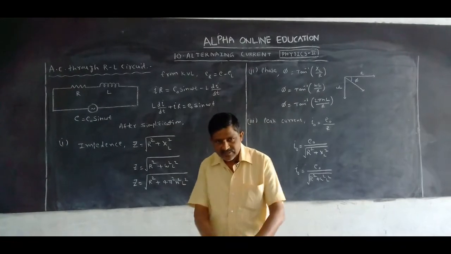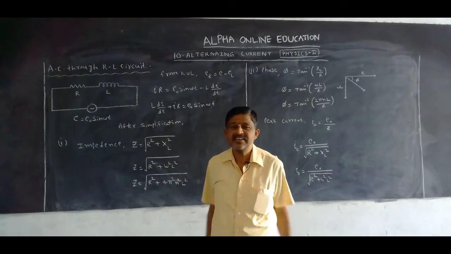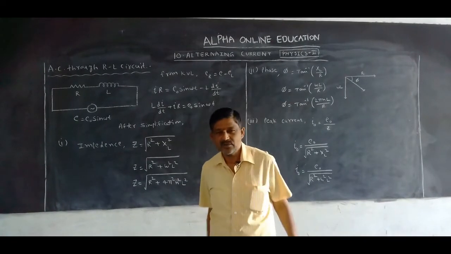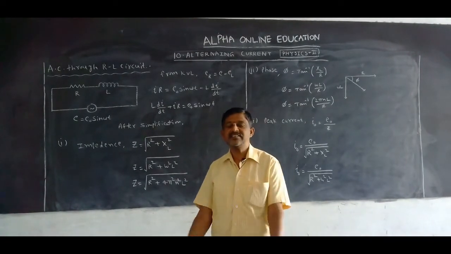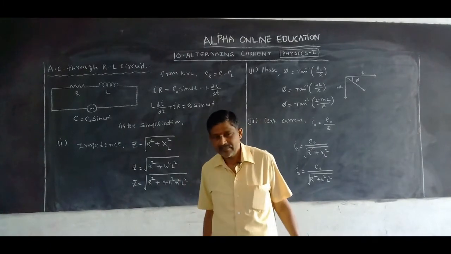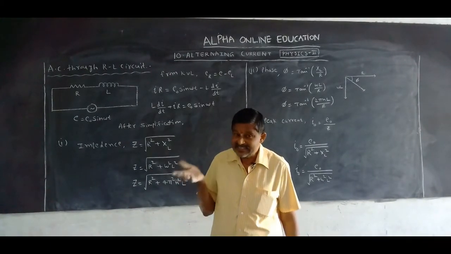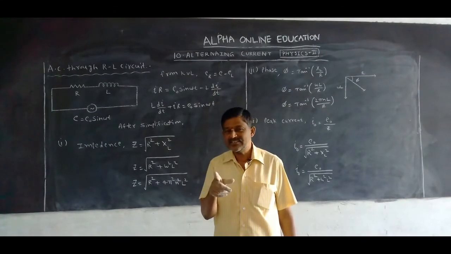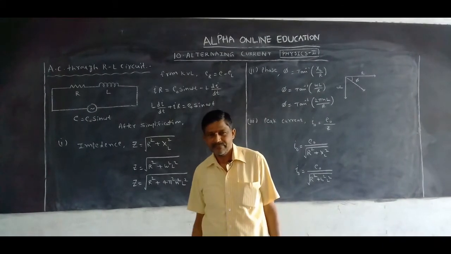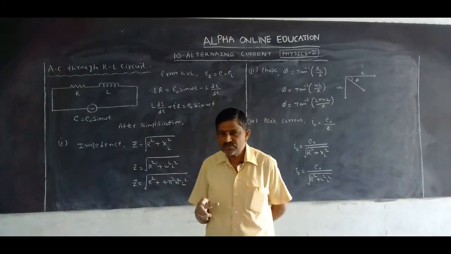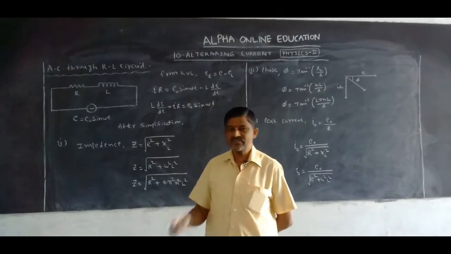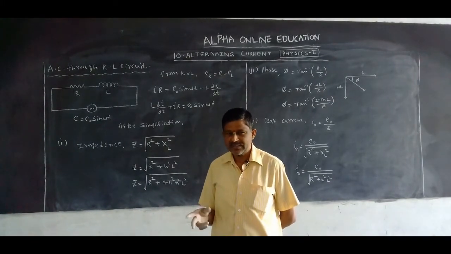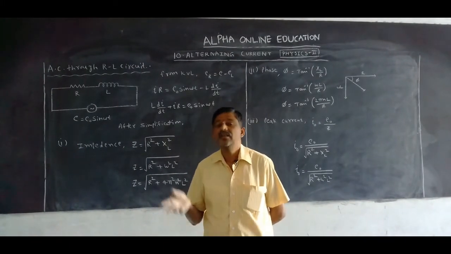Impedance means that which opposes the AC EMF, or which opposes the AC current. When the current is opposed, we know it as resistance. When AC current is opposed by the inductor, it is called inductive reactance. When AC current is opposed by the capacitor, it is called capacitive reactance. But when AC current is opposed by resistor and inductor together, it is called impedance.